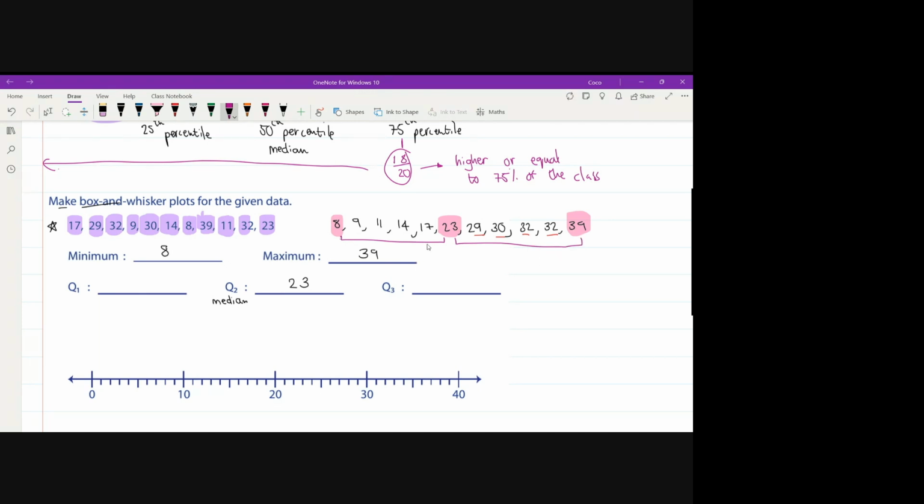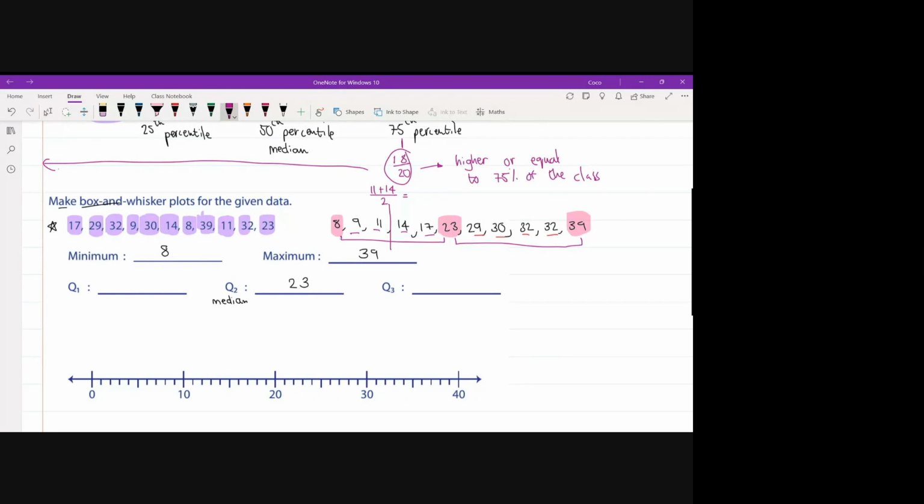All right, so if we count inwards, 1, 1, 1, 1, we're going to land right in the middle of 11 and 14. In order to find the midpoint between those two numbers, I'm going to take both of those numbers, add them together, and divide by 2. So I'm going to go 11 plus 14 divided by 2.